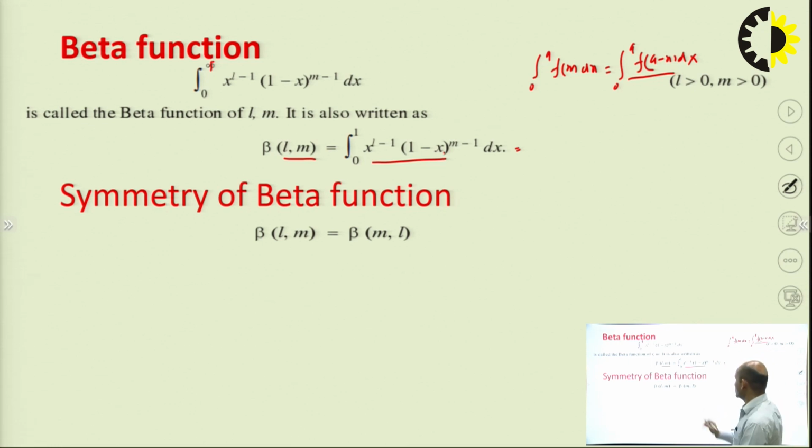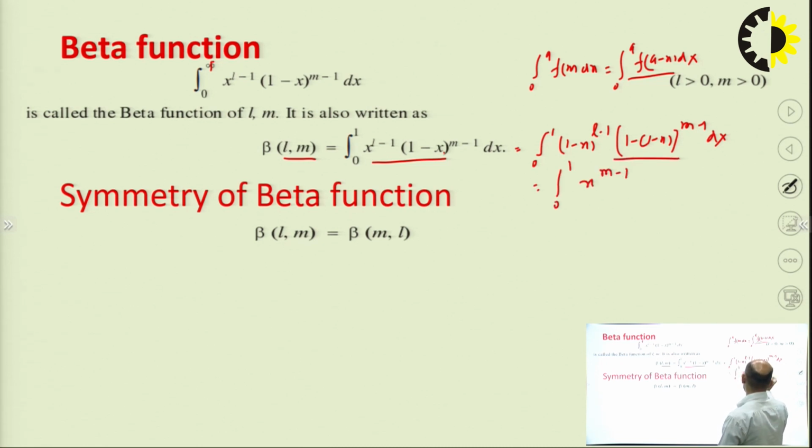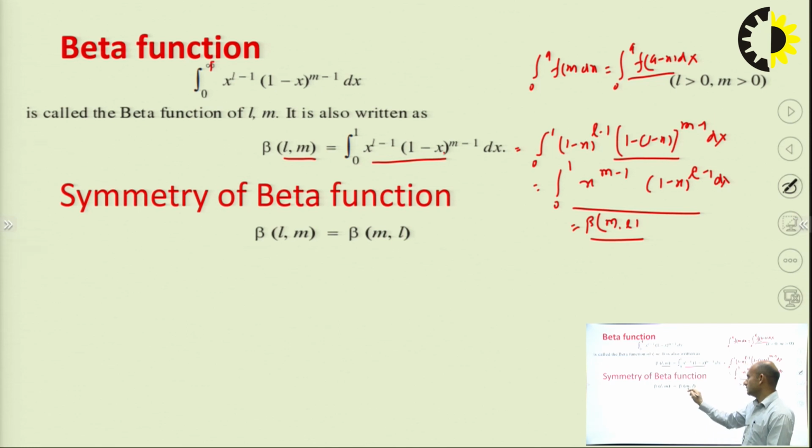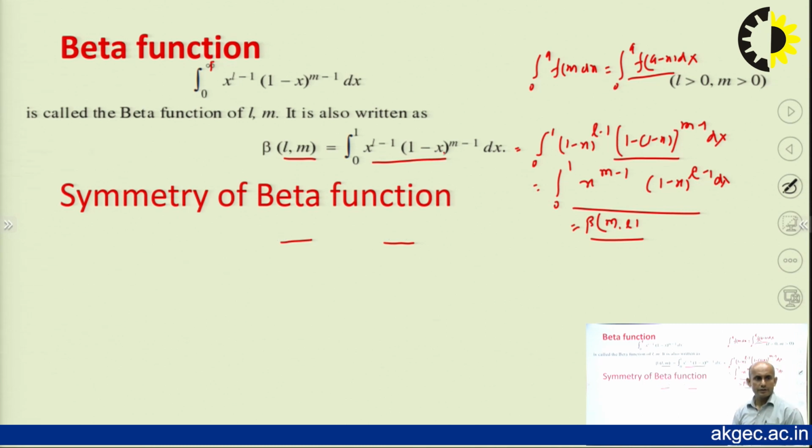So if we apply this property on this integration, then this integration will be 0 to 1, and this is 1 minus x whole power l minus 1 and 1 minus x, then whole power m minus 1, and we have dx. Or we can write this integration as 0 to 1, and this term will be x raised to m minus 1 and 1 minus x whole power l minus 1, and we have dx. So this integration will be beta m l. So we can write this one, that beta m l equals beta l m. So this is the symmetry of beta function. So we can write beta l m equals beta m l. So this is the symmetry of beta function.